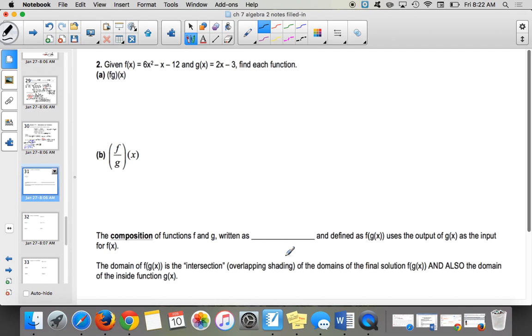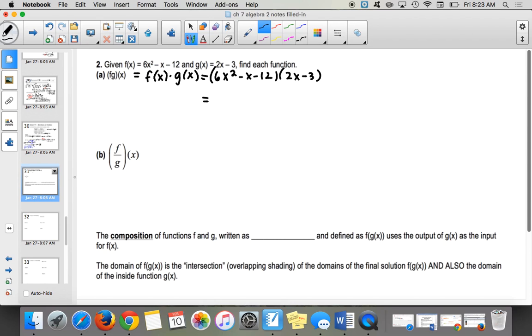All right, so it says given f of x equals 6x squared minus x minus 12 and g of x equals 2x minus 3, find each function. So if I'm finding fg of x, so f times g of x, then that's the one where I don't have a number this time. And I do have to multiply them all out. So I have 6x squared minus x minus 12, and I multiply by 2x minus 3.